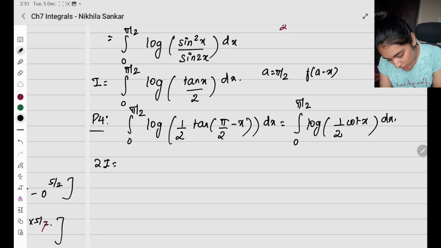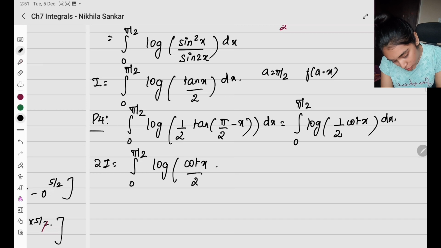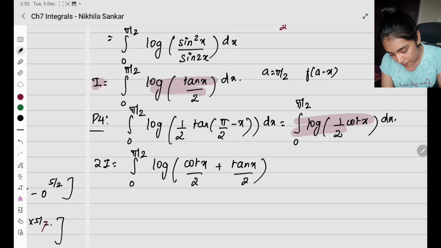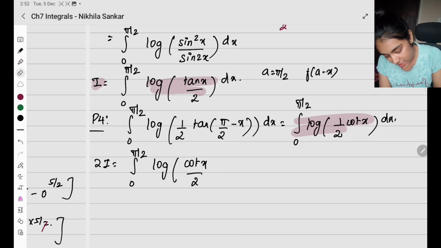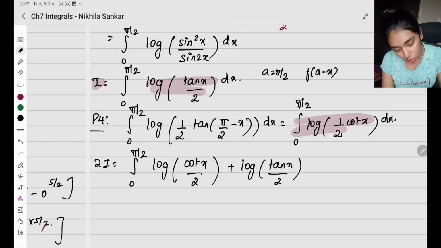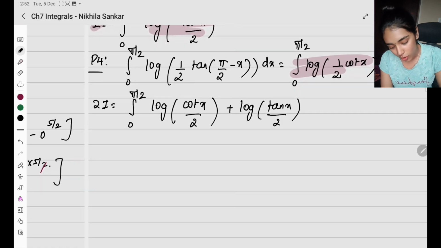So I have 2I equals the integral from 0 to pi by 2 of log of cot x divided by 2 plus tan x divided by 2. So I'm basically adding I equals log of tan x by 2 and I equals log of cot x divided by 2. So when I add these two, sorry, I should not add it like this. It is log of cot x by 2 plus log of tan x divided by 2, times dx.